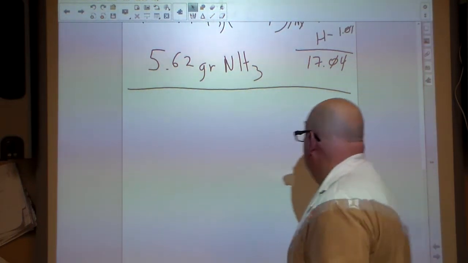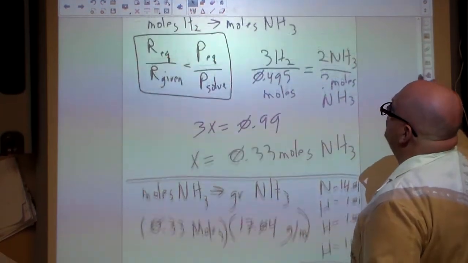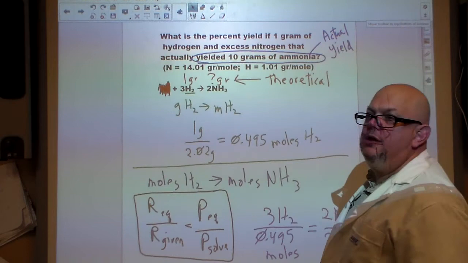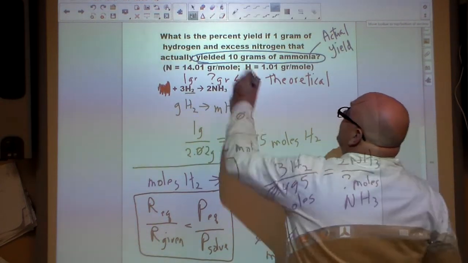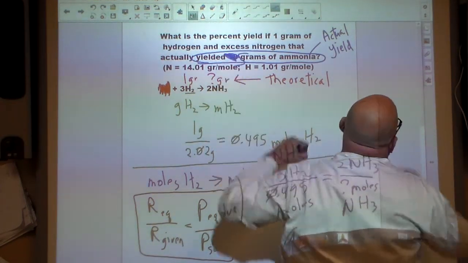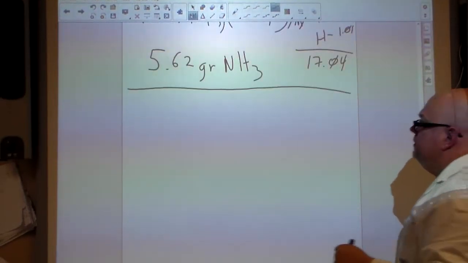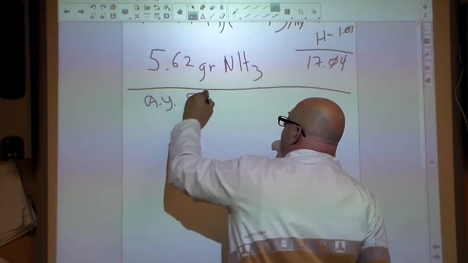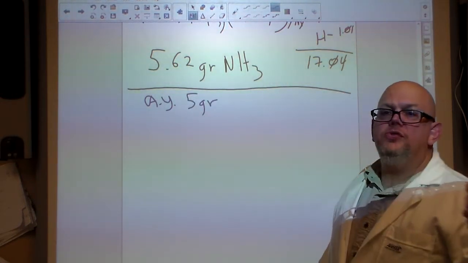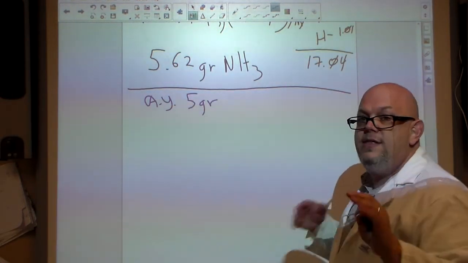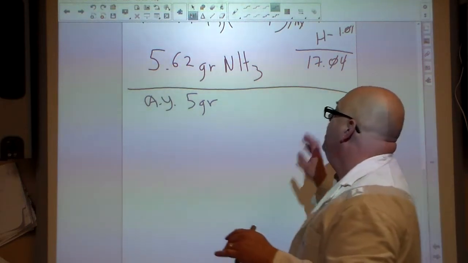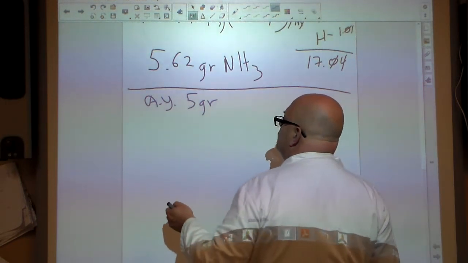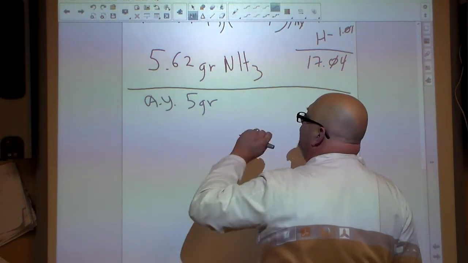Except, we need to pick a color, and I have to remember which ones we have. Okay, so we need to do it in red. I have to change the actual yield. I have to cut that in half. So that's really 5 grams of ammonia that we're looking at. So our actual yield is 5 grams. I had to change that because I worked with a different number before I made the video. In this case here, that's fine, it'll work.